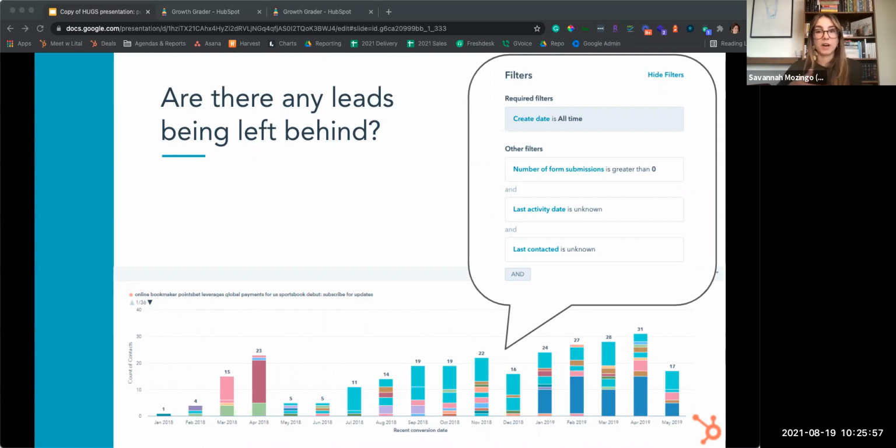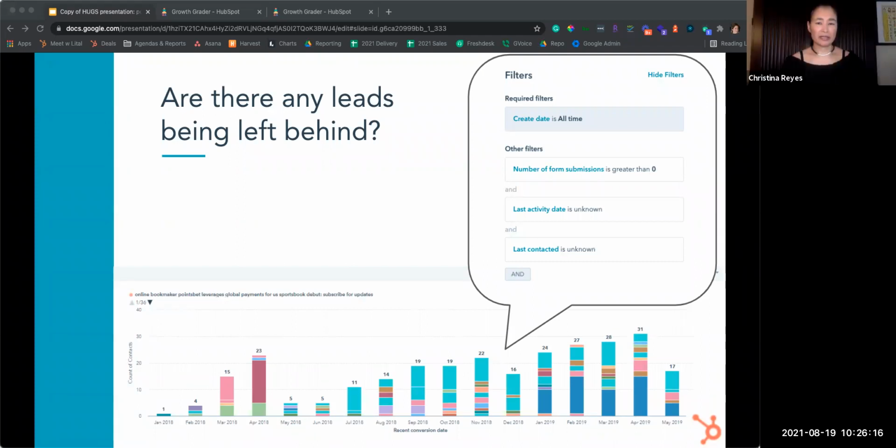So here I have a custom contact report that can be filtered for create date is all time. Number of form submissions is greater than 0. So obviously somebody that converted, but last activity date is unknown or last contacted is unknown. Does this report look familiar to anyone? Does anybody use this to analyze their lead flow?